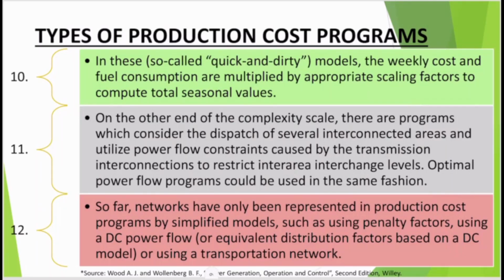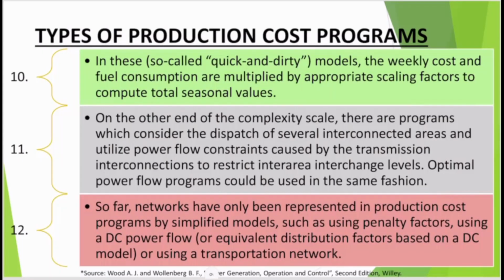On the other end of the complexity scale, there are programs which consider the dispatch of several interconnected areas and utilize power flow constraints caused by the transmission interconnections to restrict inter-area interchange levels.